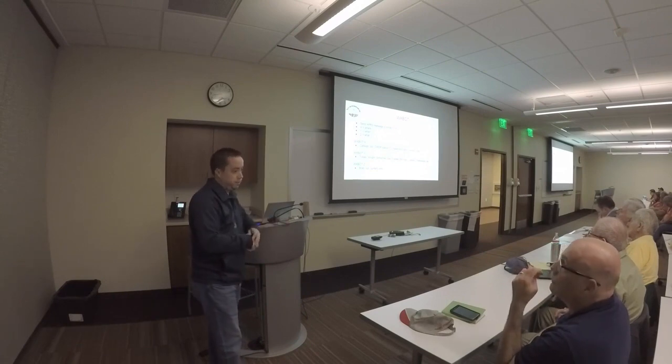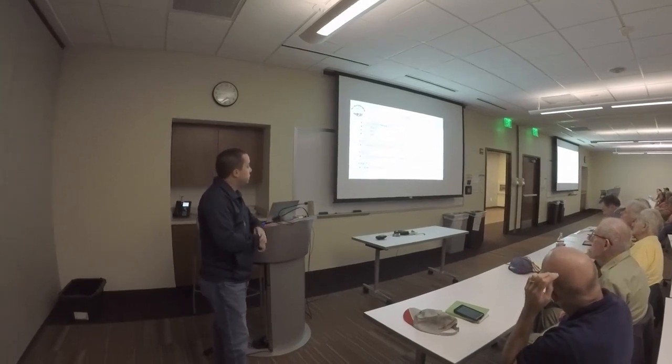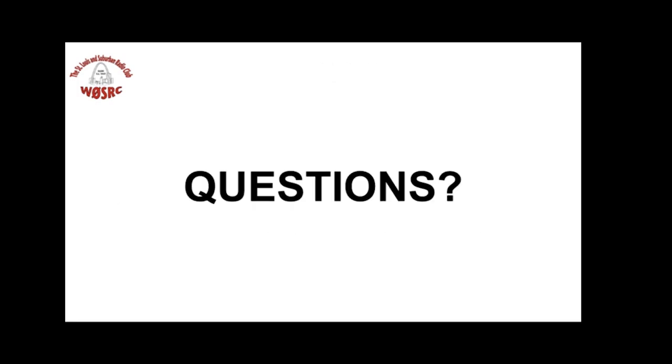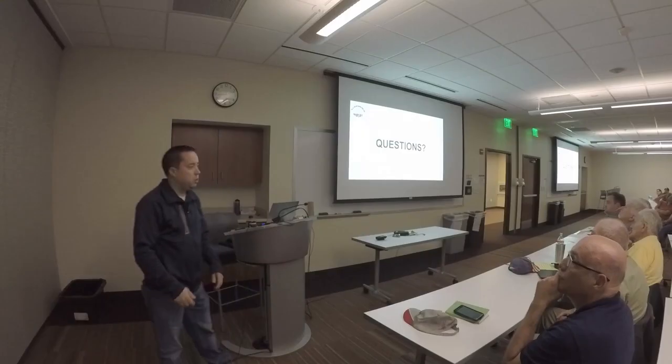Correct. And then last slide, WeatherBot. I haven't tried this, but someone said that it worked. You can send a message to WXBot, and then XYZ. X can be your call sign, your zip, your Maidenhead grid, your airport code. Y, your second parameter, is today, tomorrow, tonight, or day of the week, and then your Z parameter is brief, full, or current, and you can get your weather back. That's it. Any questions?